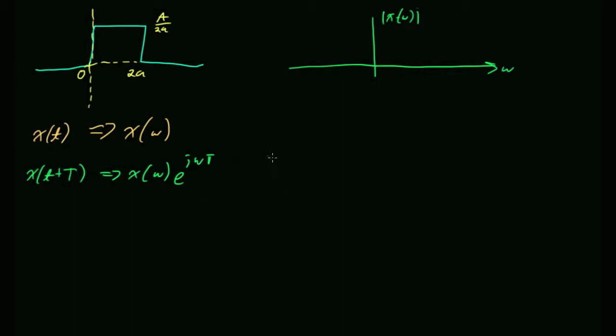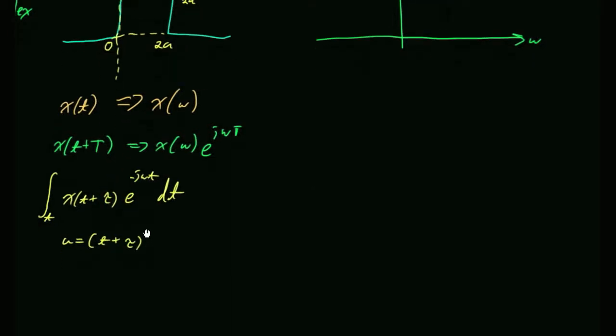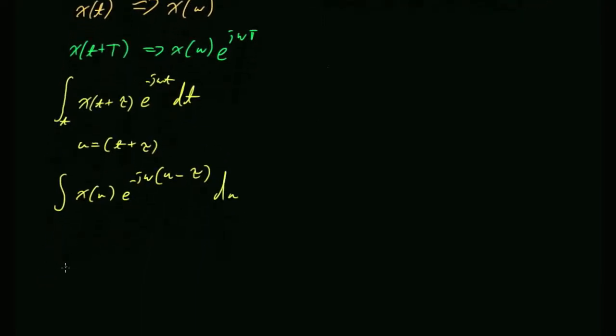Basically, all you do is you say, if you have x of t plus tau, and you take its Fourier transform, right, isn't that the definition of the Fourier transform? Okay, you do a u substitution. You say u equals t plus big T. And if you do that, now you've got the integral of x of u, e to the minus j omega, now you got to sub in for t. That gives me u minus big T, du. And this becomes e to the minus j omega u times e to the j omega big T.